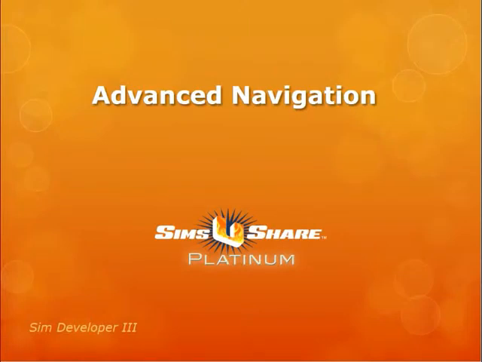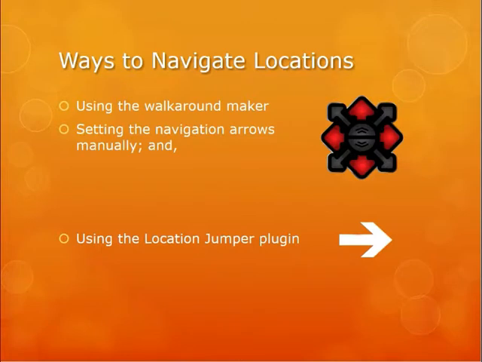Welcome, Sim Developer. This lesson reviews the three ways you can set up navigation in SimsUShare. You can use the walk-around maker, you can set the navigation arrows manually, and you can use the location jumper plugin. The arrow cluster navigation lets you set up to 10 different paths for each location. Typically you won't use all 10, but you can decide which arrow is appropriate visually for where you want it to go from that location.